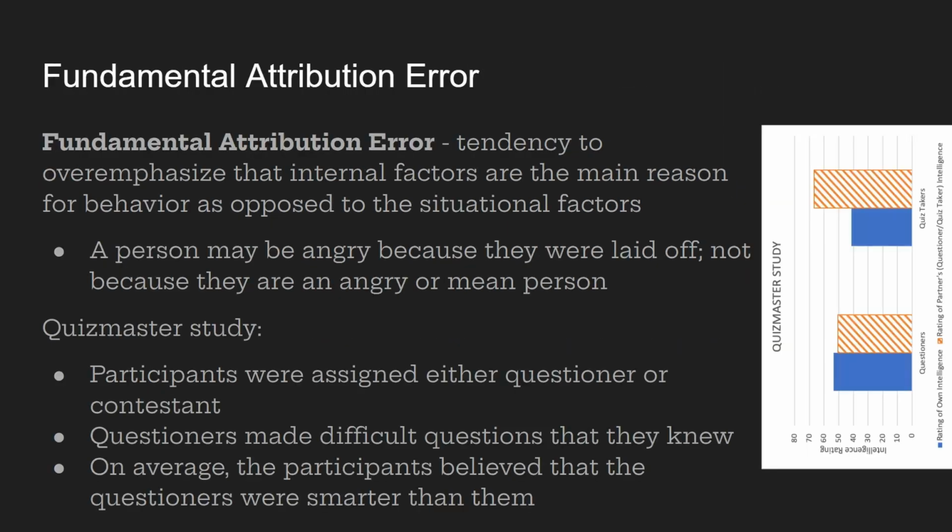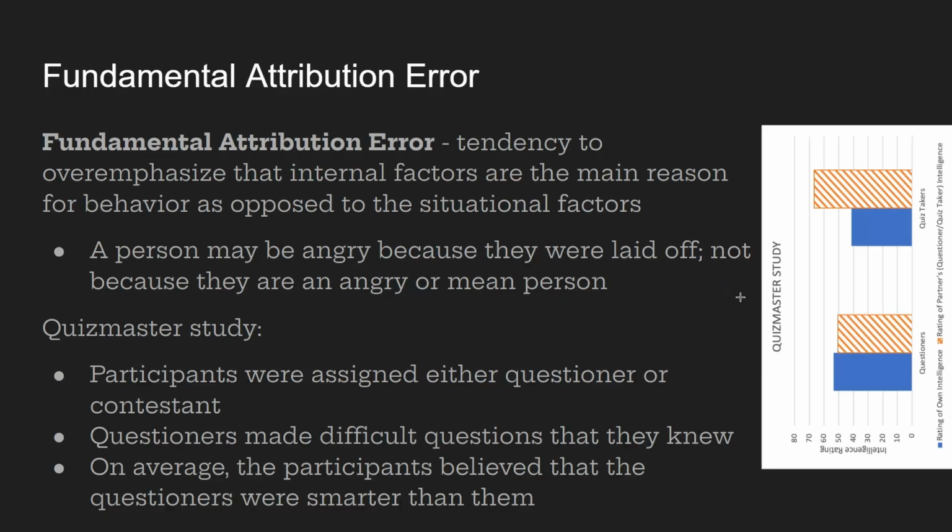So the fundamental attribution error, this is very important. This is the tendency to overemphasize that internal factors are the main reason for behavior as opposed to the situational factors. So a person may be angry because they were laid off, not because they are an angry or mean person. If you see someone walking down the street that's clearly angry, maybe they were just laid off, maybe not, they're not mean. The Quizmaster study showed this.